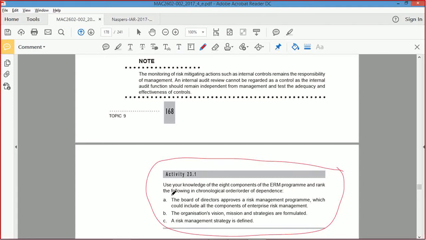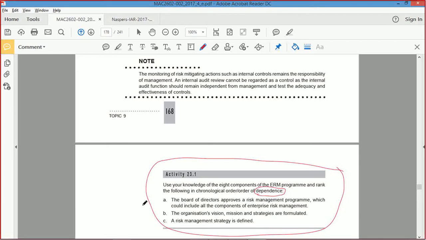Coming back to the textbook, they talk about other groups as well. They talk about management, the different departments. Then they also talk about the audit committee, and what they are required to do. And then they ask you a few questions here. So I'm going to do a practice activity just to highlight some of the points that they discuss in those few bullets. Use your knowledge of the 8 components and rank the following in chronological order / order of dependence.